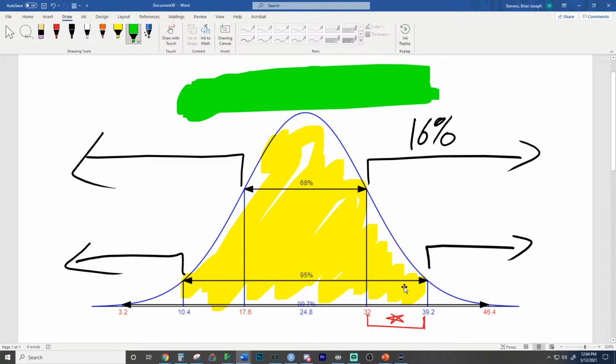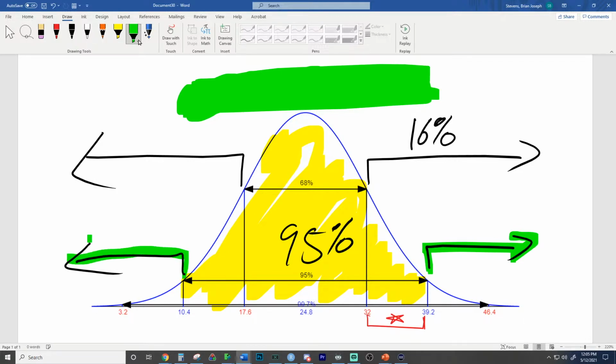68. 95. Great job right there. This is 95% of the area. So we're talking about the yellow area is 95. Total, what is the green area? And be practicing these, be drawing these. The more you practice, the more you draw them, the more it makes sense.